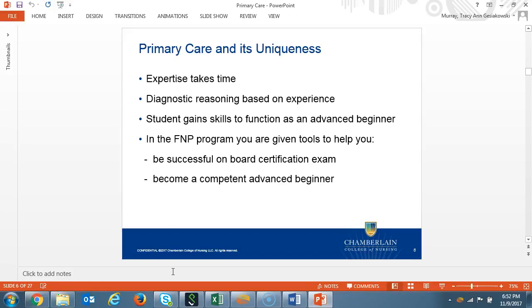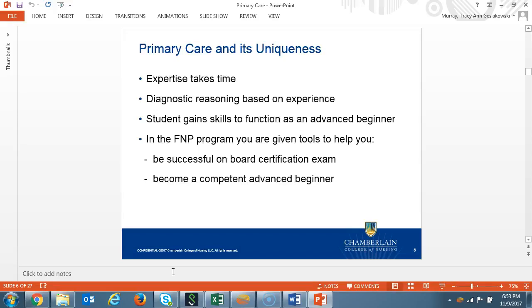Developing expertise as a nurse practitioner takes time. Students who are experts in the hospital or specialty care become novices in the advanced practice role. Clinical judgment and diagnostic reasoning is based on experience. As a student, you will hopefully gain skills to function at the advanced beginner level through didactic work and the added clinical practicum experience. It took years for you to become an expert nurse, so you can expect that it'll take years to become an expert NP.